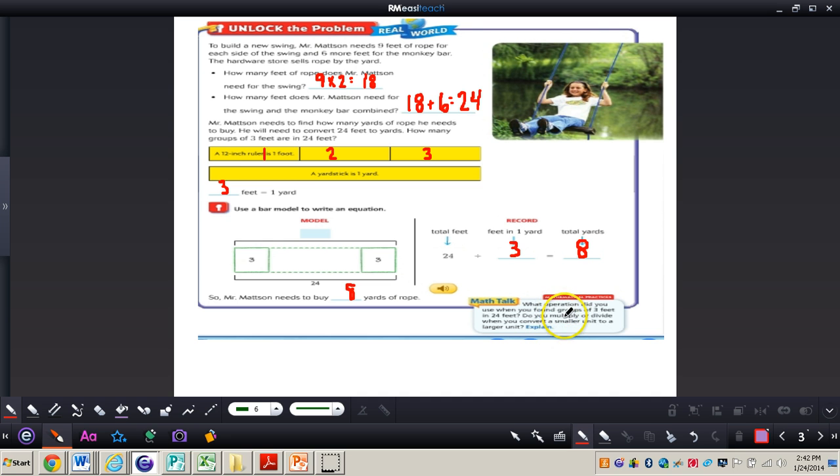Now what I want you to do is answer this question at the bottom right hand corner of page 405. It says, what operation did you use when you found groups of 3 feet in 24 feet? Did we multiply or divide when you convert a smaller unit to a larger unit? It is important to know that whenever you're converting from a smaller to a larger unit, you are always going to divide. However, when you're converting from a larger to a smaller unit, you're going to be multiplying. And we'll take a look at that as we move on today.